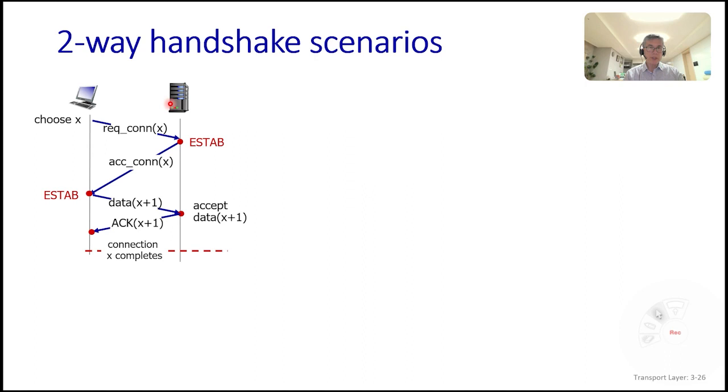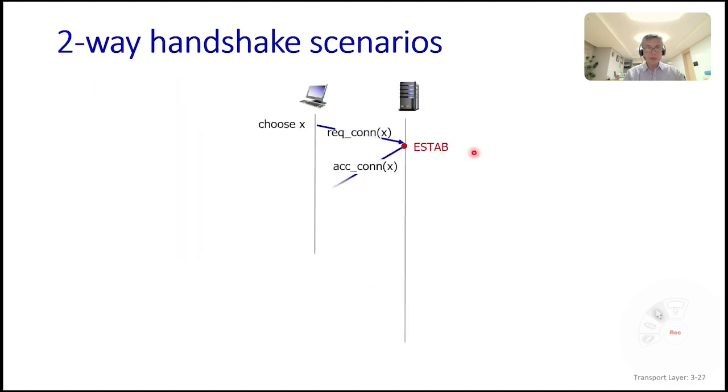In the two-way handshake scenario, the client chooses a random sequence number x and sends the request message, and the server accepts and acknowledges. Then the data is transmitted, x plus 1, accepted, acknowledged. The connection is completed. There is no problem.